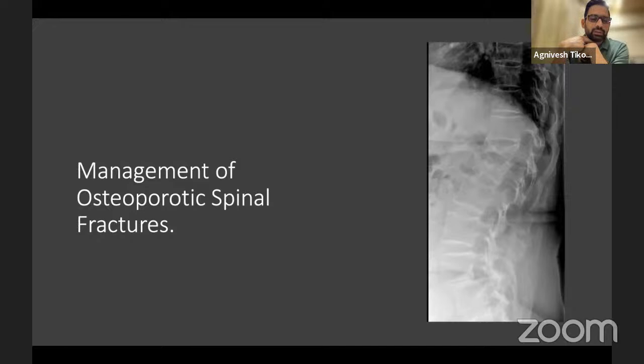you with any clinical scenario. They may present completely bedridden, a first-time situation where they have some pain and all. So you have to take the clinical call. For a fresh osteoporotic fracture, usually I recommend complete bed rest for a week. And after that, we usually give them a brace, an ash brace I prefer, or a Taylor's brace if the patient is not comfortable with the ash brace.